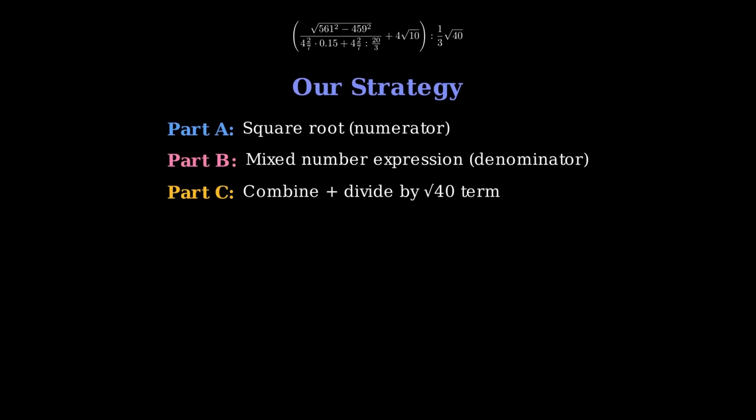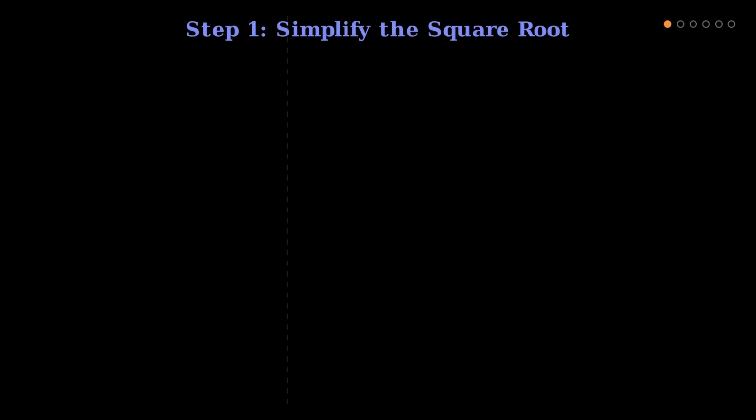Here's our strategy. We'll break this monster into 3 parts. Pause the video and try it yourself. Alright, ready? Let's solve it together. Step 1. Let's simplify the square root in the numerator. We need to find the square root of 561 squared minus 459 squared.